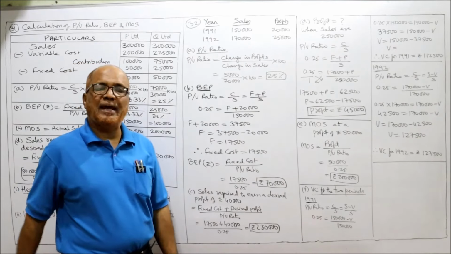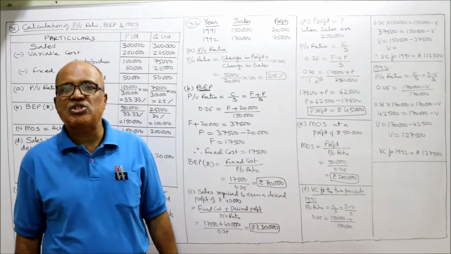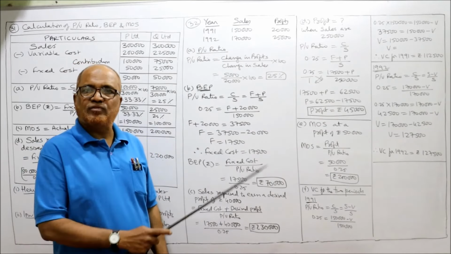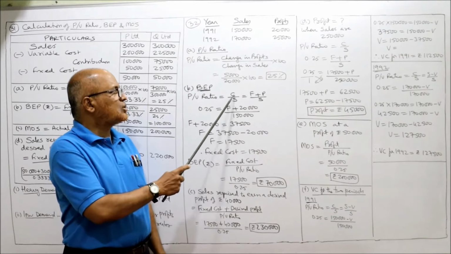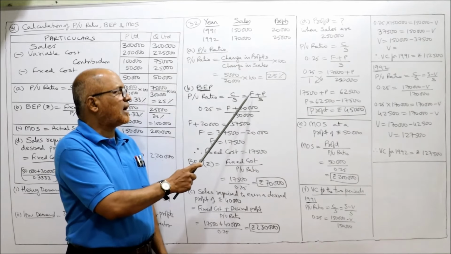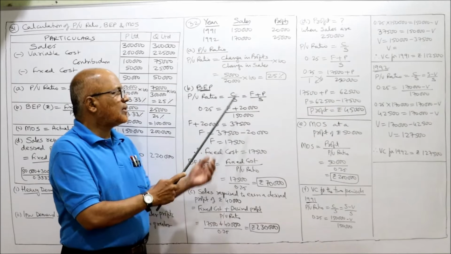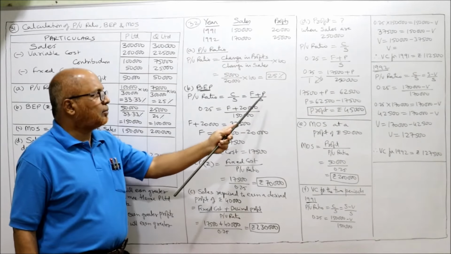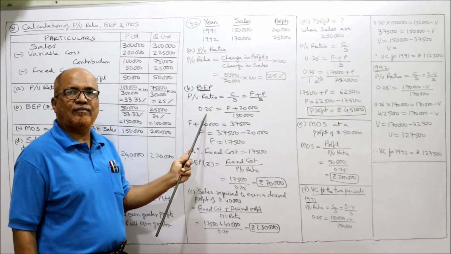Secondly, BEP, break-even point. For calculating BEP, we require fixed cost. Without fixed cost, we cannot get the BEP. So first we calculate fixed cost by using the PV ratio formula. PV ratio is equal to C by S, which is equal to F plus P by S. In place of C, I am writing F plus P, because I need fixed cost. So PV ratio, how much we got? 25%. So 0.25. I am not multiplying by 100. If I multiply by 100, I should take 25.